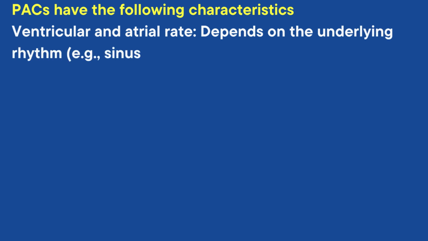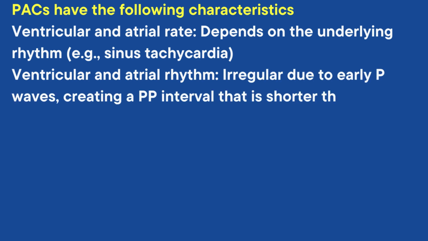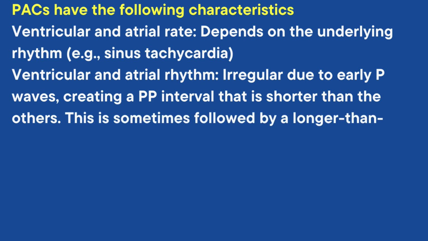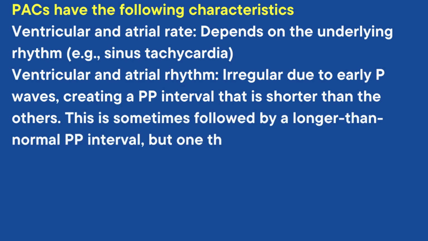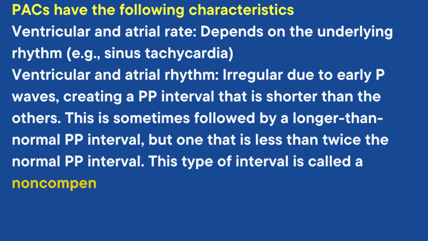Characteristics of PACs are: ventricular and atrial rate depends on the underlying rhythm. If the patient is having sinus tachycardia, the rate will be greater than 100 beats per minute. Ventricular and atrial rhythm will be irregular due to early P waves, creating a PP interval that is shorter than the others. This is sometimes followed by a longer than normal PP interval, but one that is less than twice the normal PP interval. This type of interval is called a non-compensatory pause.